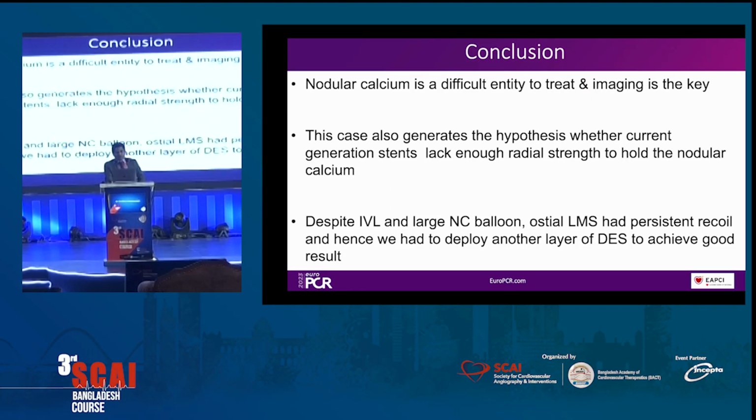So nodal calcium is a difficult entity to treat, and imaging is the key. This also generates a hypothesis that maybe the current generation stent lacks enough radial strength to hold the calcium nodule, because we had to use 2 layers of stent. The first was in 2019 and the one which was done recently.